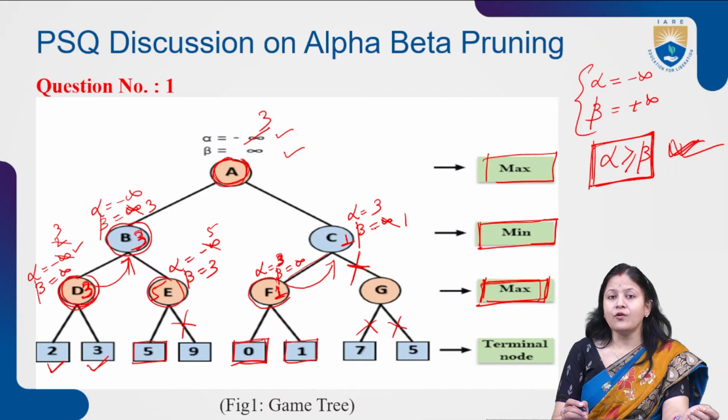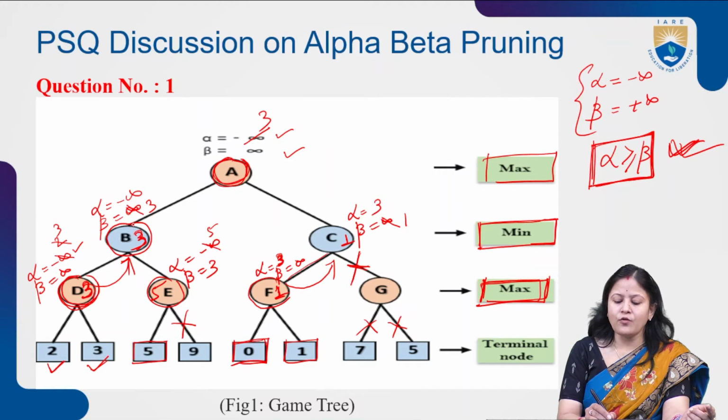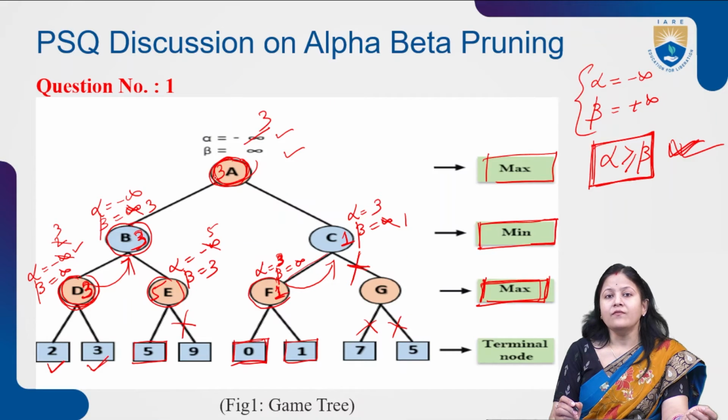Now you can find out the node value of A. The node value of B is given as 3, and the node value of C is 1. What would be the node value of A? Because it is a max player, it takes the maximum of 3 and 1. So the node value of A would be 3. This is the way we can solve the process.